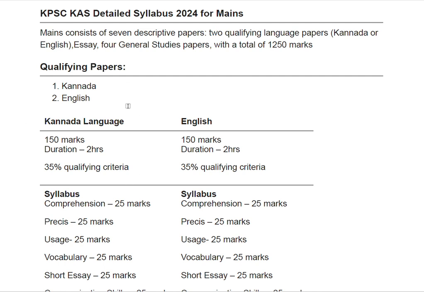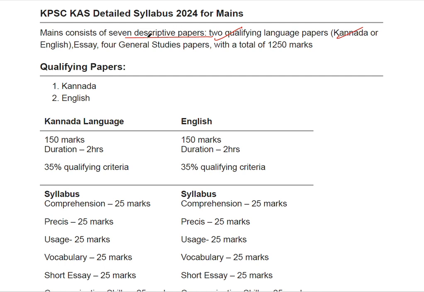in this mains exam. Okay, so to begin with, let's see. Mains exam is actually the second stage, and it consists of 7 descriptive papers. What are the 7 descriptive papers? So see here, 7 descriptive papers, in which 2 are qualifying language papers, Kannada or English.